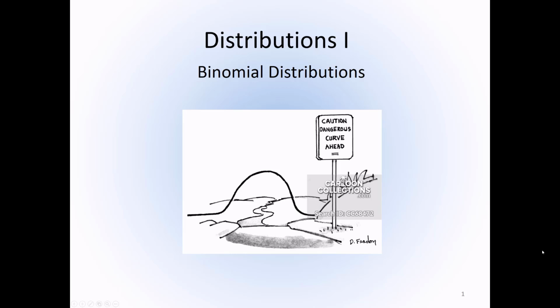This is the first of our lectures on distributions, and we're going to spend quite a bit of time in this part of the course on distributions because this is going to set up the remainder of the course. So understanding these key concepts is going to be really important moving forward.